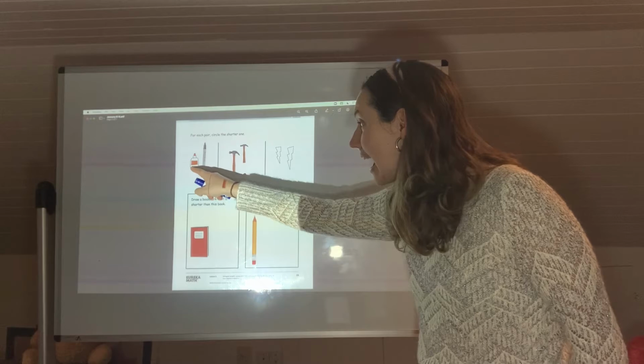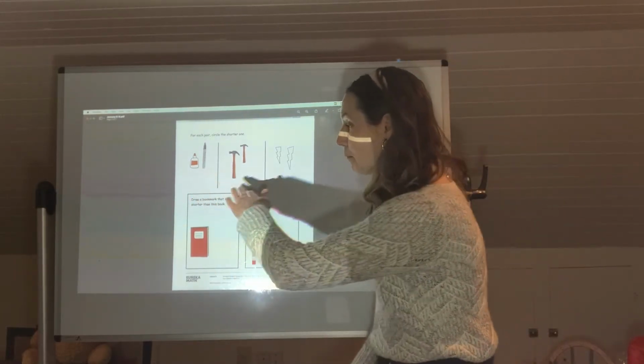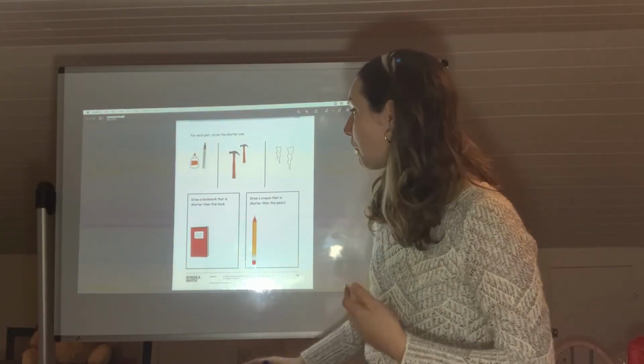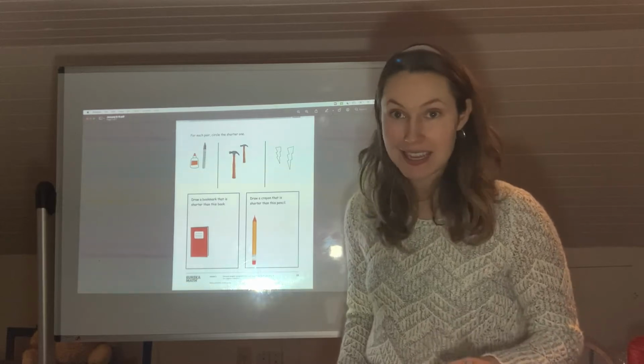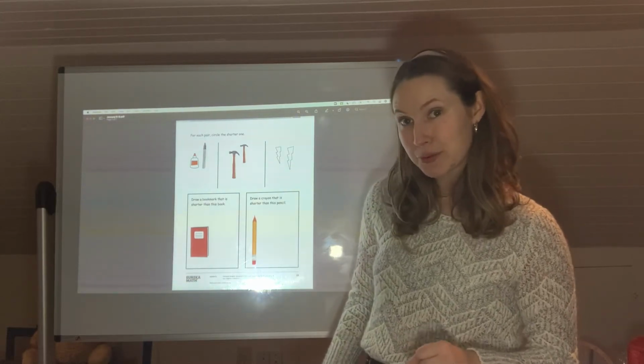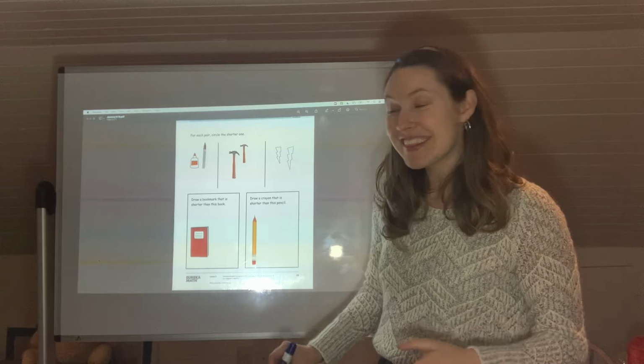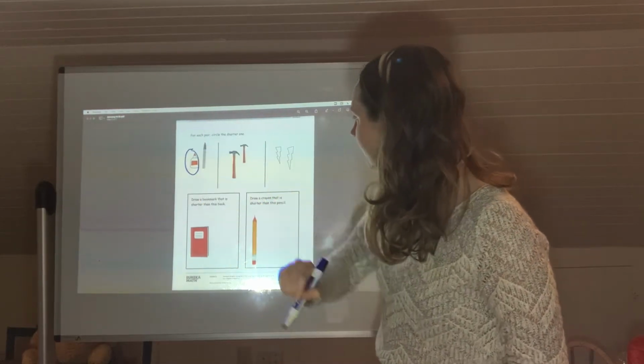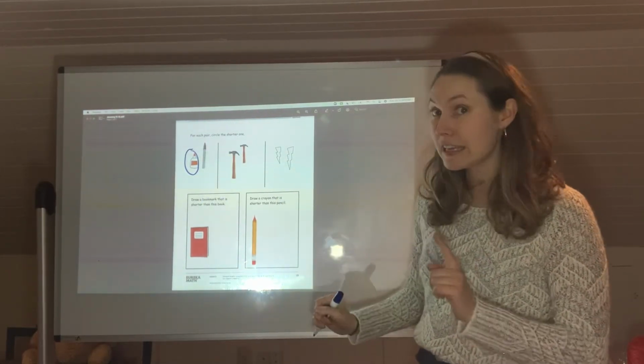Now it looks like the endpoints are the same here. They're both starting at the same point, but one of them doesn't go up as high. That's going to be our shorter one. Which one is shorter? The glue! Very good. Now our next problem's a little bit trickier.